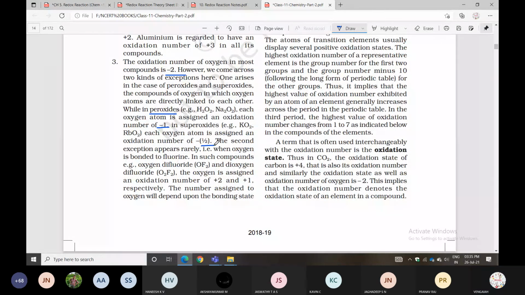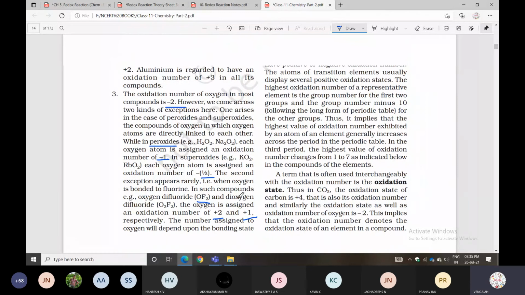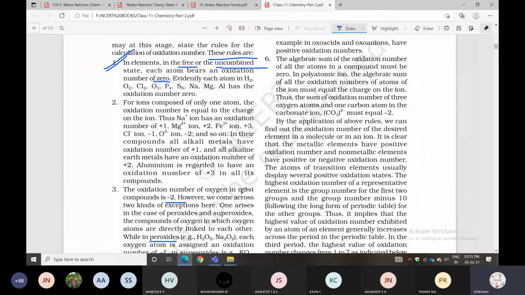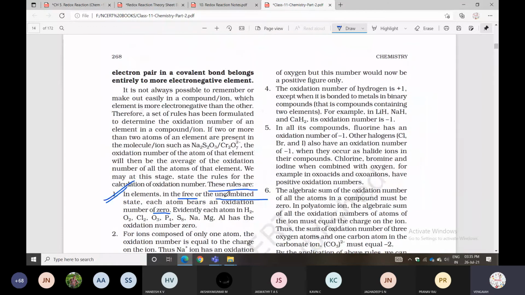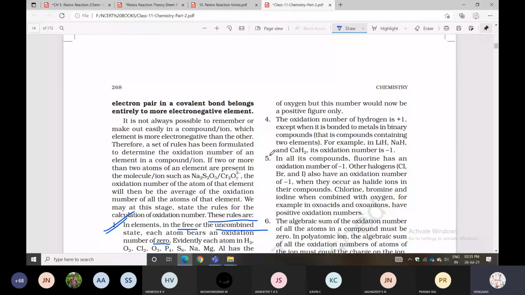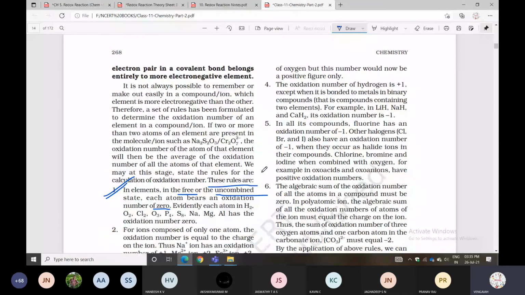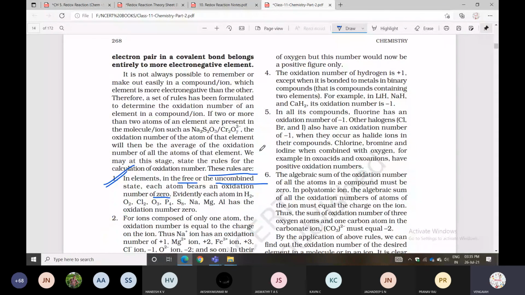Next one. The oxidation number of hydrogen is +1. They gave some hydrates also. Now in all compounds, fluorine always has -1 oxidation state. The remaining halogens have variable states, depending on the compound. You can only remember that fluorine has oxidation number -1. Other halogens also have oxidation number -1 when they occur as halide ions in their compounds.